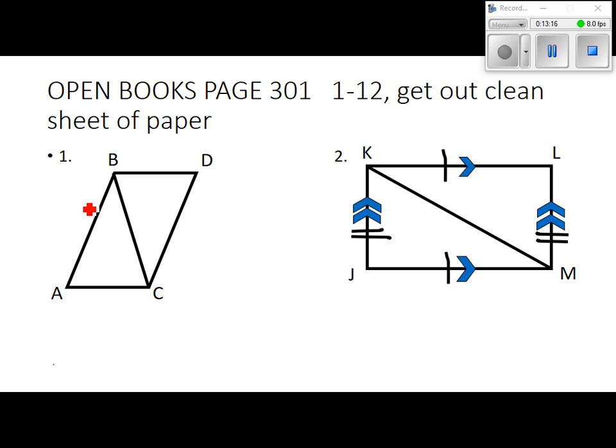Number 1 says, show that the polygons are congruent by identifying the congruent corresponding parts. Then write a congruency statement. So in the book, it gives us this. That segment's congruent to that segment, so I'm going to just write that down here. Segment AC is congruent to segment BD. That's one of the things that they tell us. Then they tell us this segment's congruent to that segment, and that tells me that segment DC is congruent to segment AB.